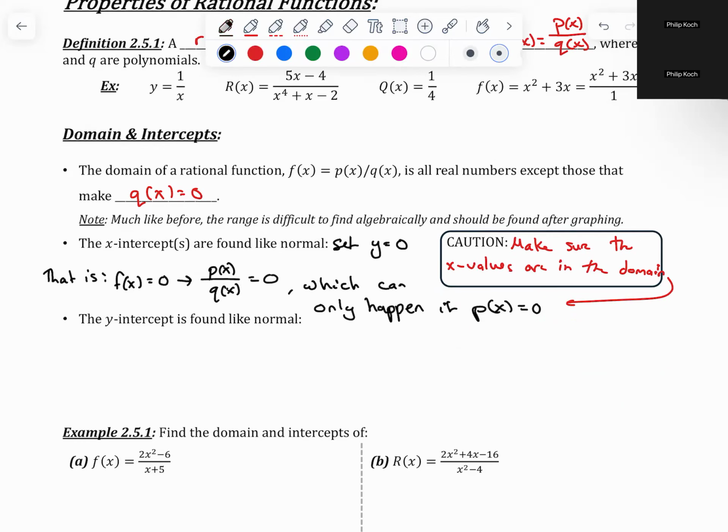Just like before, you're going to set x equal to 0, which implies f of 0 equals blah. If you're setting x equal to 0, that means you're plugging 0 into the function, which is the same thing as evaluating f of 0.